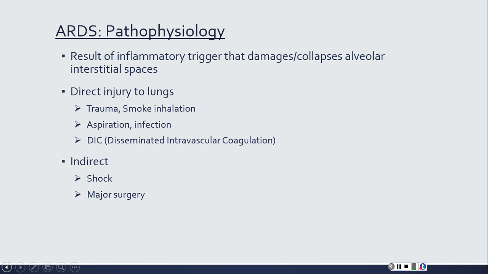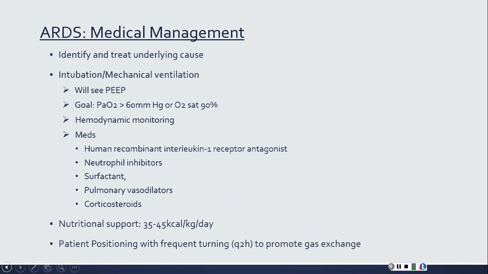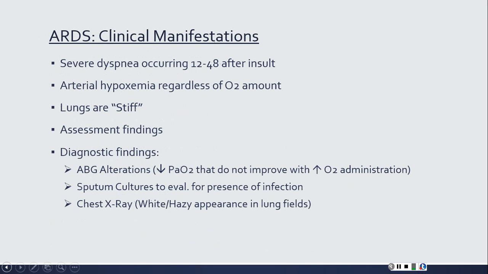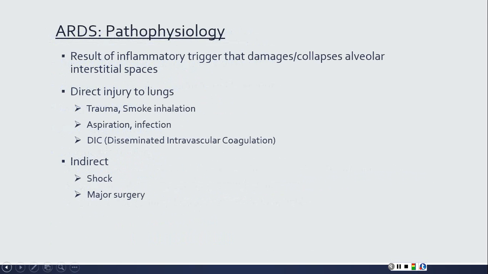Okay, y'all learned about that? Good. So you know it's basically inappropriate activation of that clotting cascade. Okay. So we won't go too far into that. We've already learned about it. All right. Indirect causes. Indirect causes could be the result of shock or major surgery. All these things could lead to the inflammatory triggers and also the acute respiratory distress syndrome.